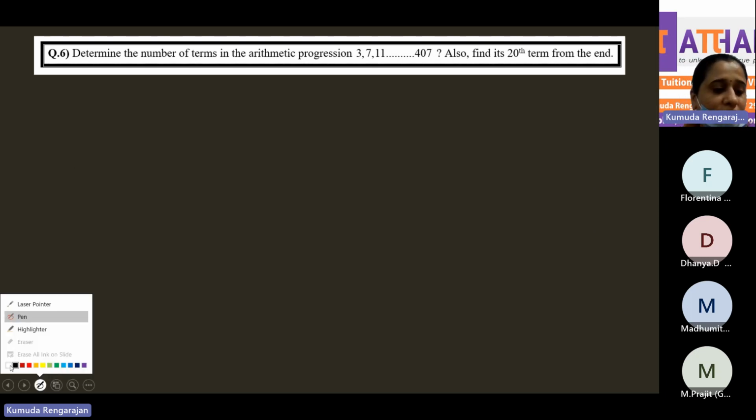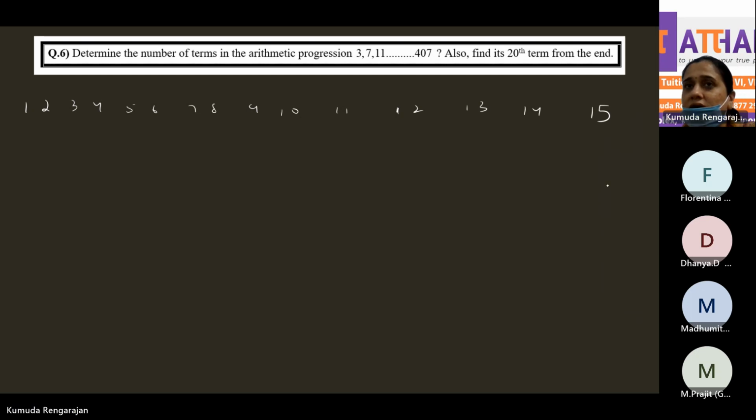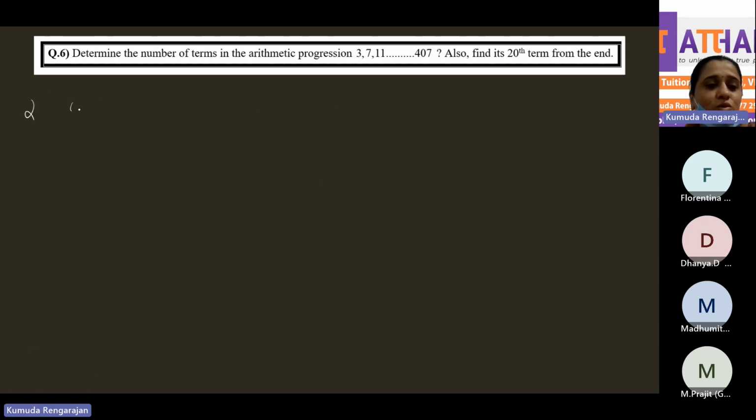Supposing there are 15 terms: 1, 2, 3, 4, 5, 6, 7, 8, 9, 10, 11, 12, 13, 14, 15. 15 is the last term. One second, I think I should take a different example. Supposing I say 2, 4, 6, 8, 10, 12, 14, 16, 18, 20. How many terms are here? 10 terms. Which is the last term? 20. The 10th term itself is the last term. So it's like the last term is 10 minus 0.